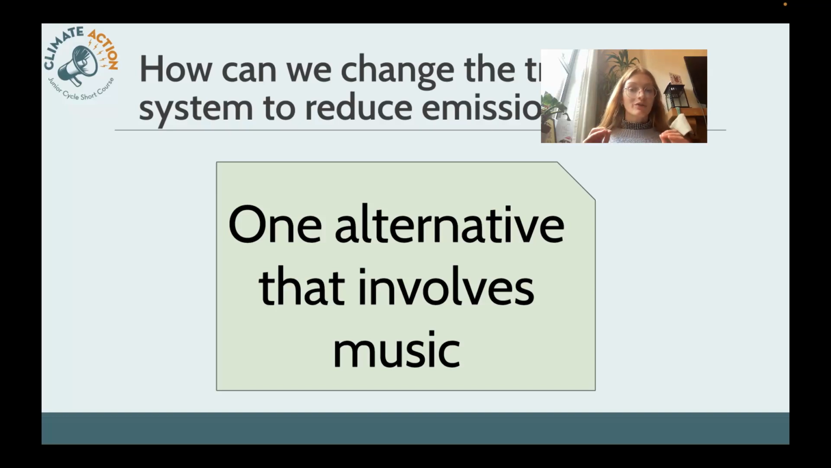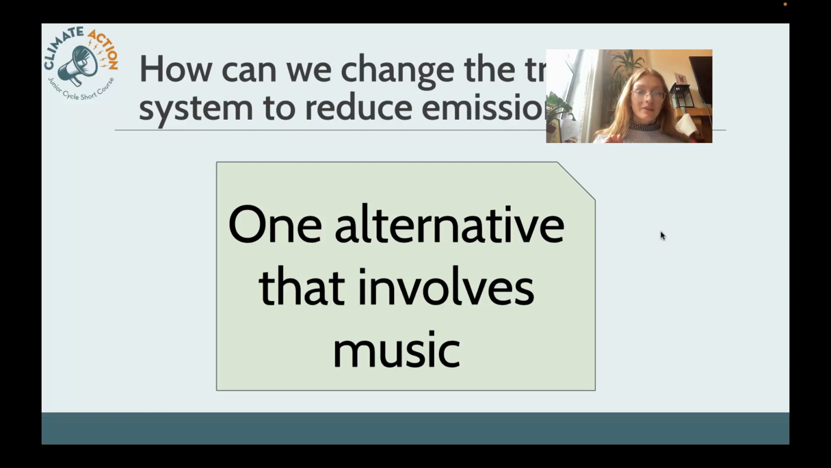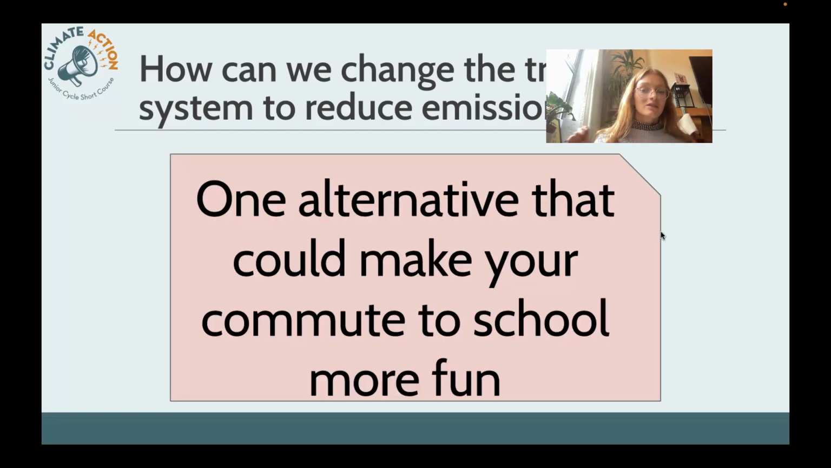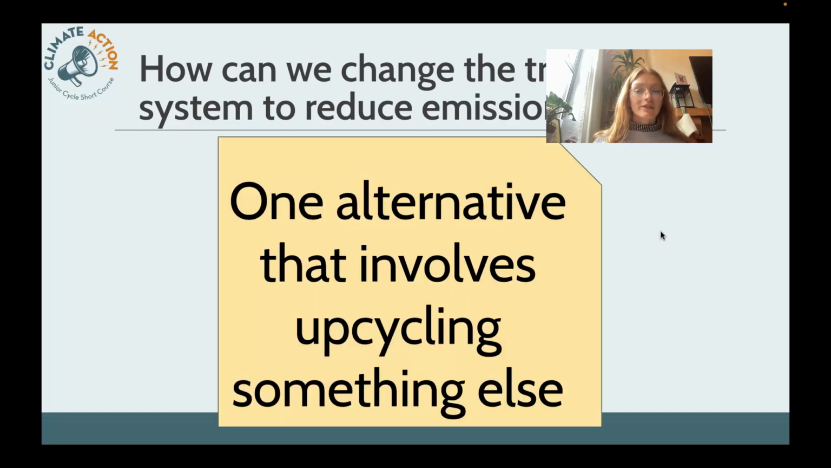And so the first thing you're going to ask them to do is one suggestion that involves music. The next one is something that can make their commute to school more fun. And the third one is something that involves upcycling something else. And it's just getting them to write down the first idea that comes into their head, maybe the craziest idea that comes into their head.